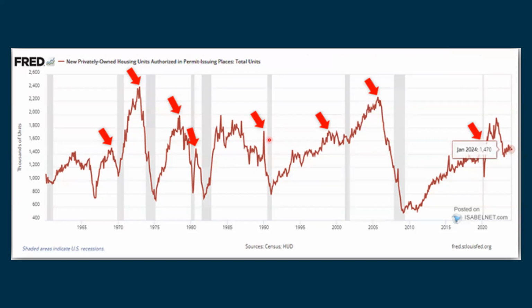But what they're noticing here is other times when we spiked out and started to come down, a lot of times that happened right before a recession. We did spike up here and we're starting to come back down. Could this suggest that we're going to go into a recession? And that's part of the big debate right now.